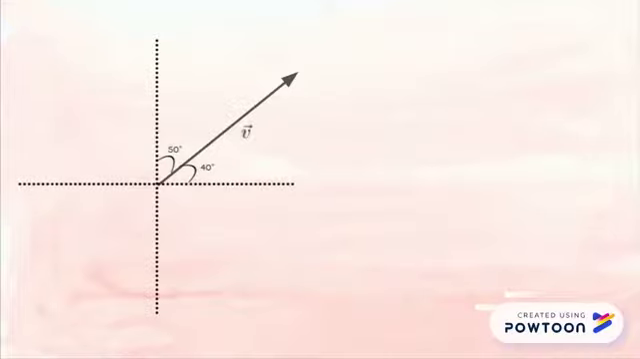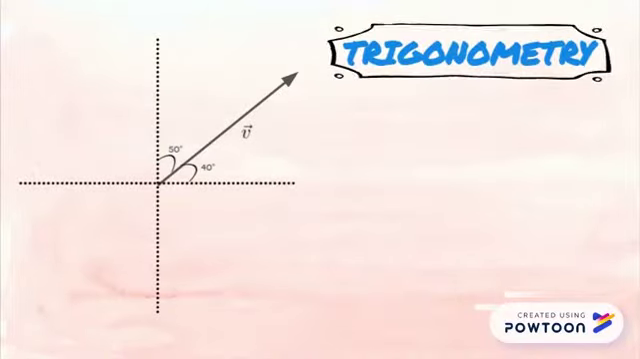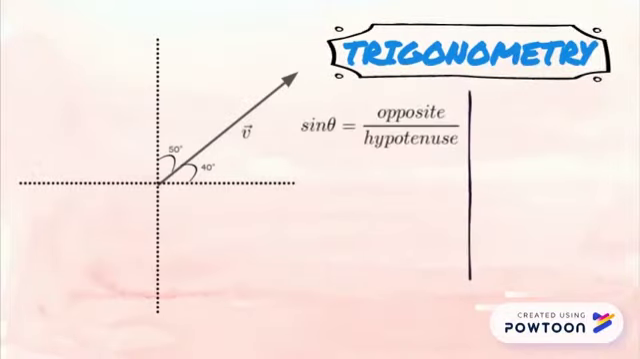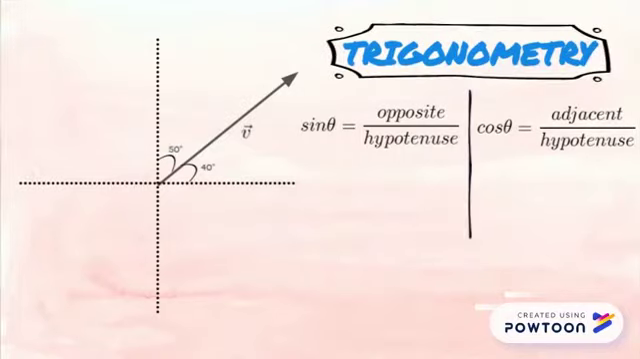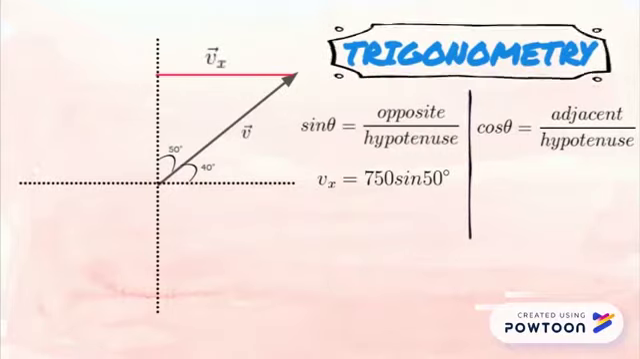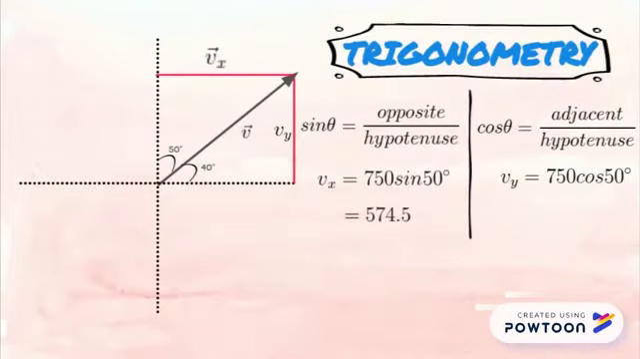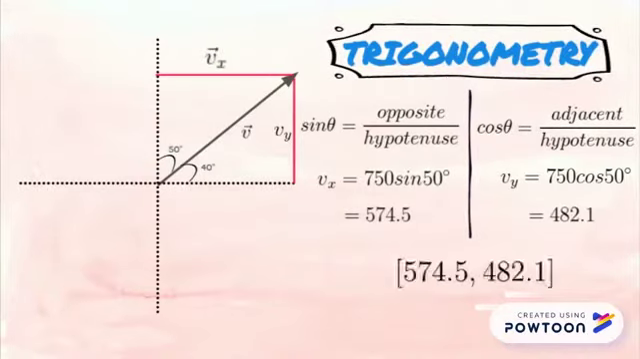Let the airplane velocity be labeled v. Do you remember your trigonometry of sine and cosine? Sine theta equals opposite over hypotenuse, and cosine theta equals adjacent over hypotenuse. Let's use these to find our x and y coordinates. Vx equals 750 sine 50 degrees, which approximately equals 574.5. Vy equals 750 cosine 50 degrees, which approximately equals 482.1.